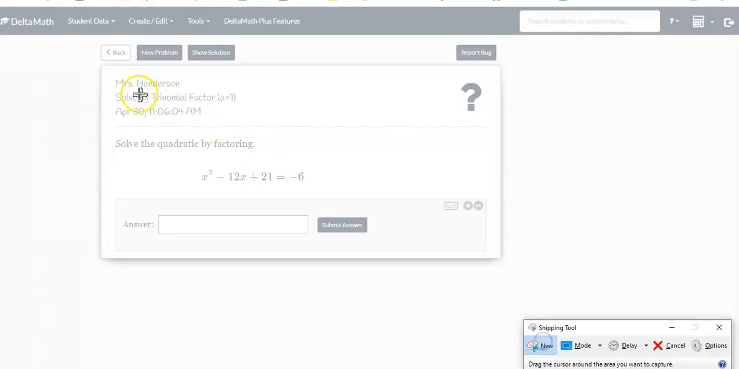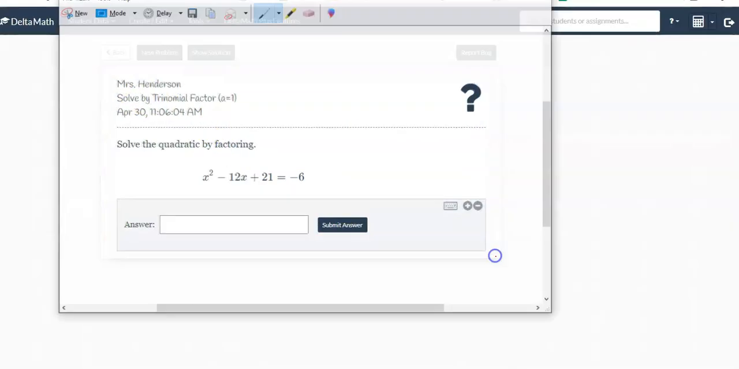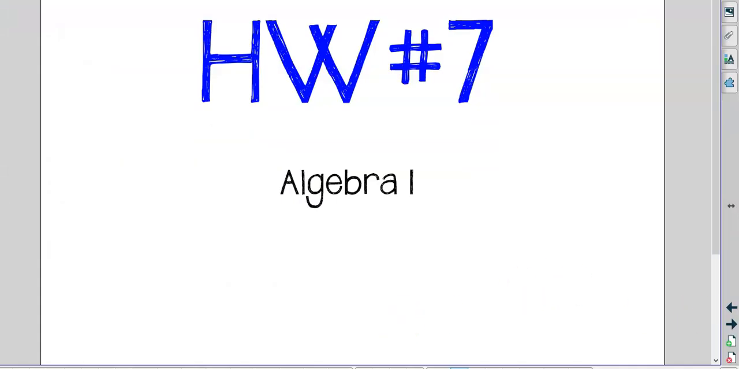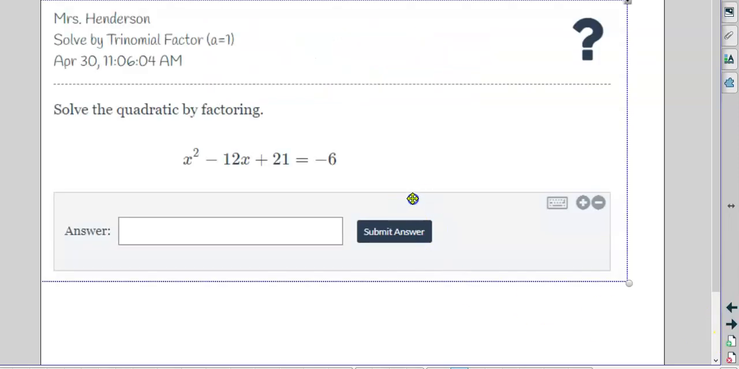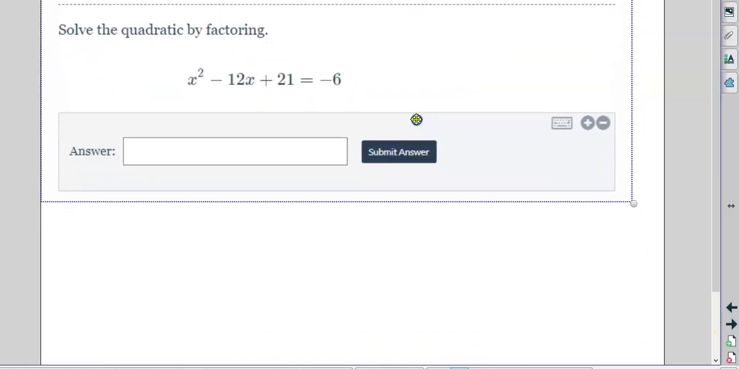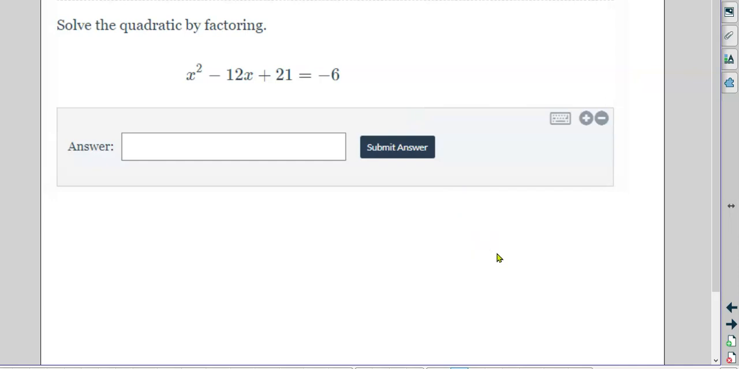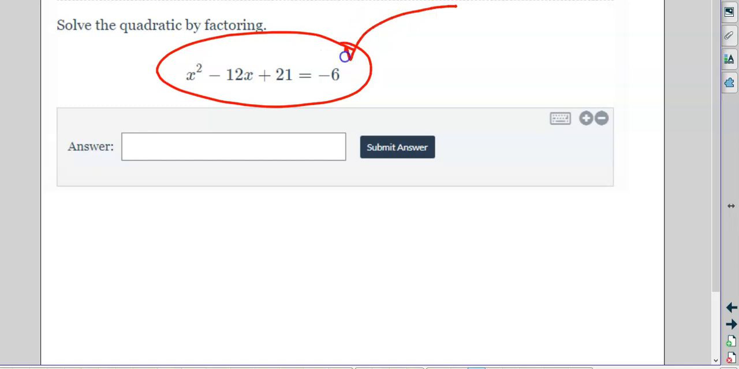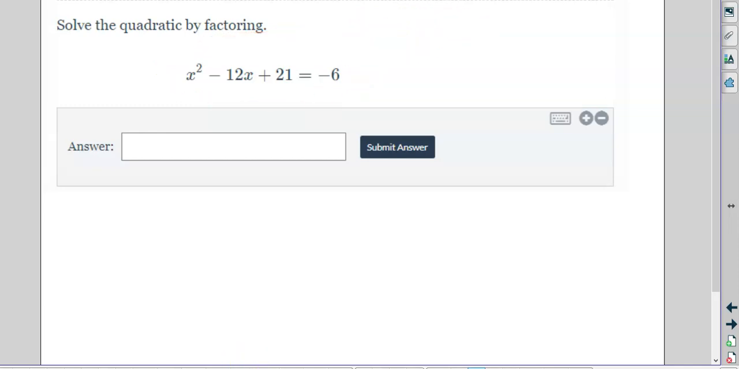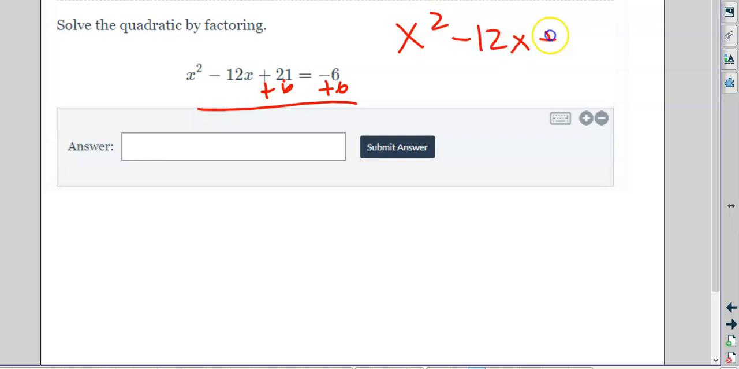I'm going to take a quick screenshot of this question, and I'm going to post it here where I can write without having to erase the whole screen. So here's the deal. In order to solve by factoring, you have to have an equation equal to 0. And if you don't, you got to do a little manipulating here before you even begin. So now that I've manipulated my trinomial, I can get started with my factoring.